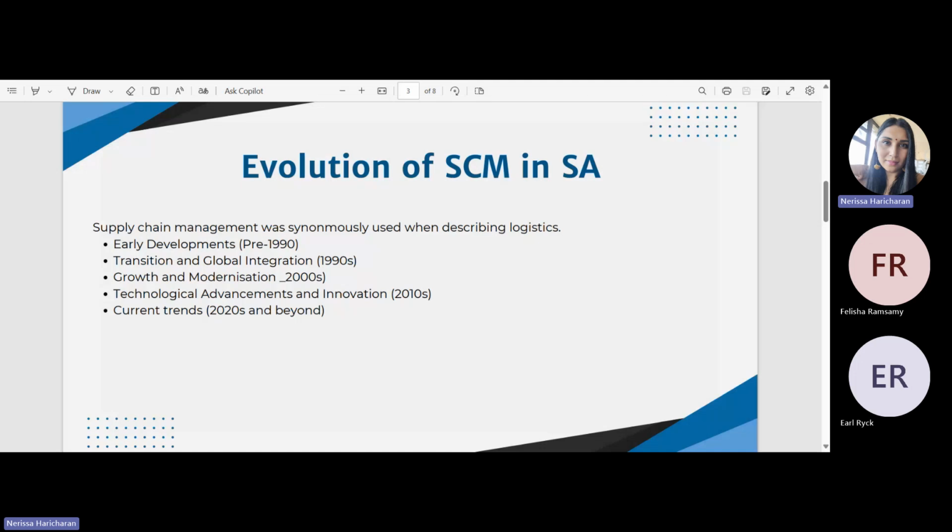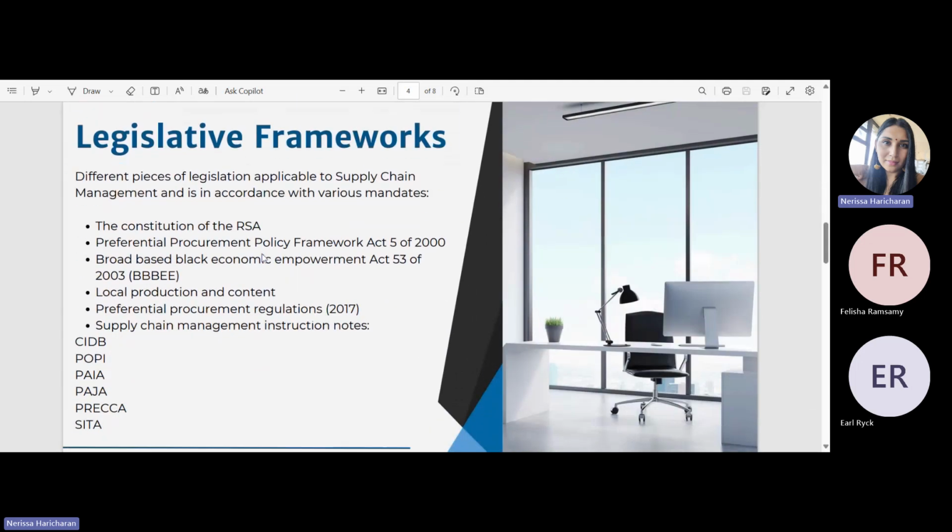It gives you a very brief synopsis of where supply chain was to where supply chain has now come, right?